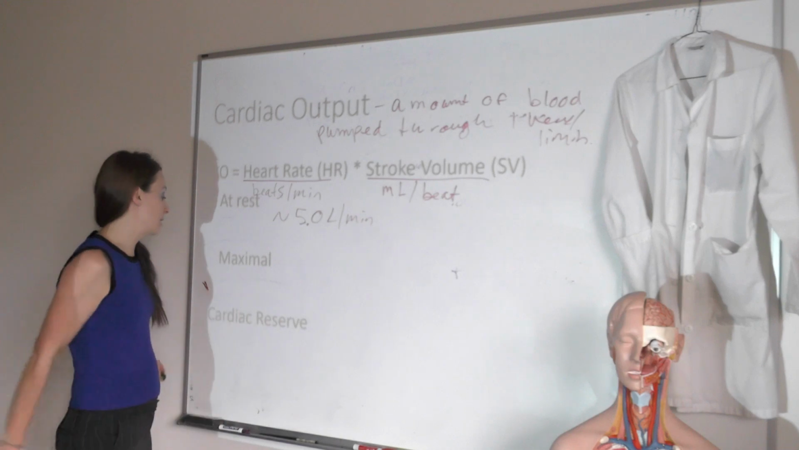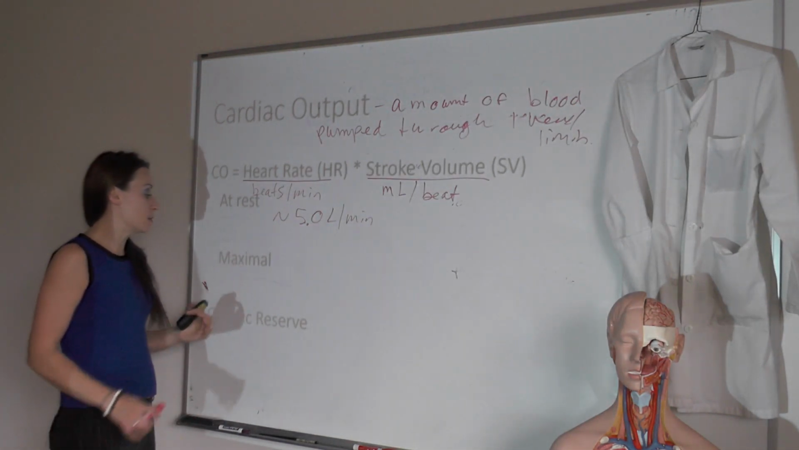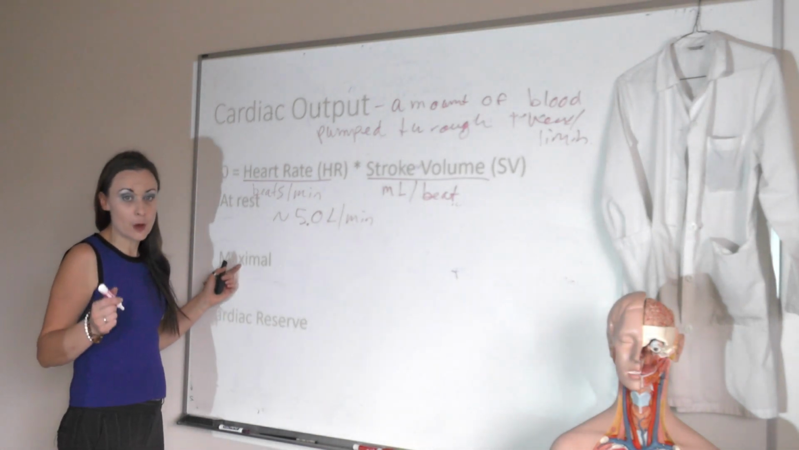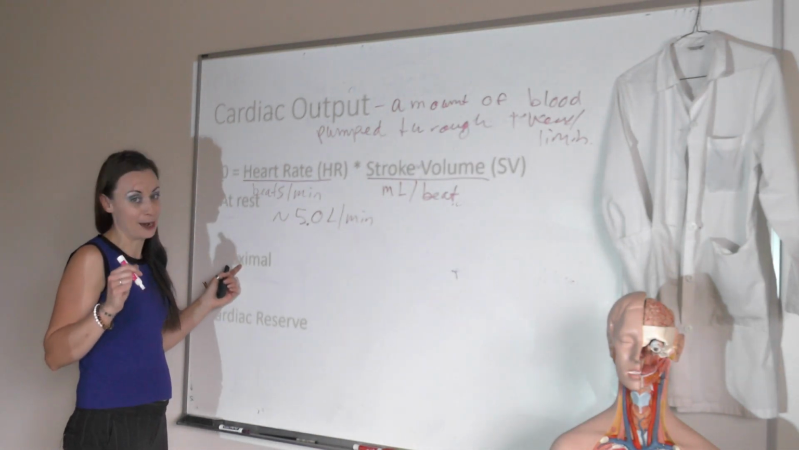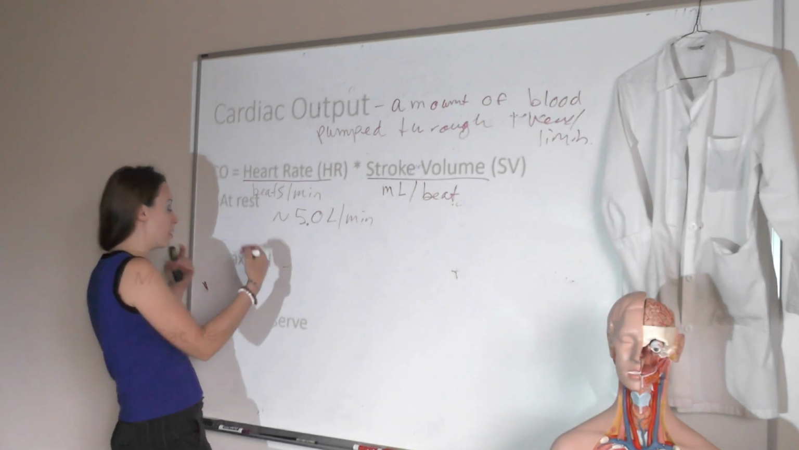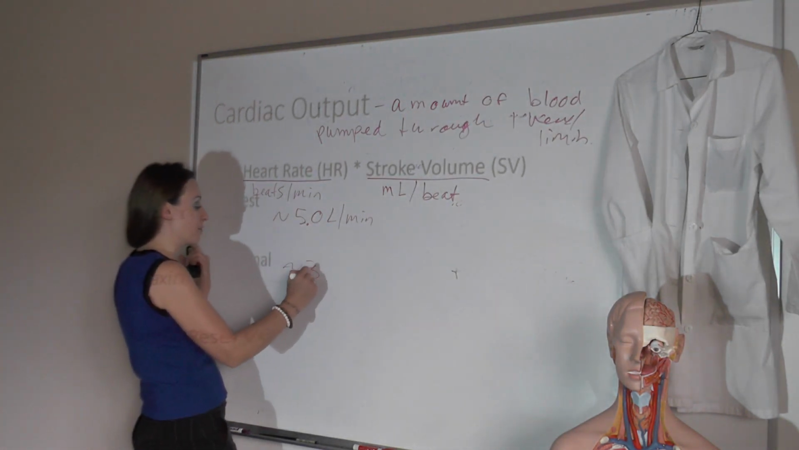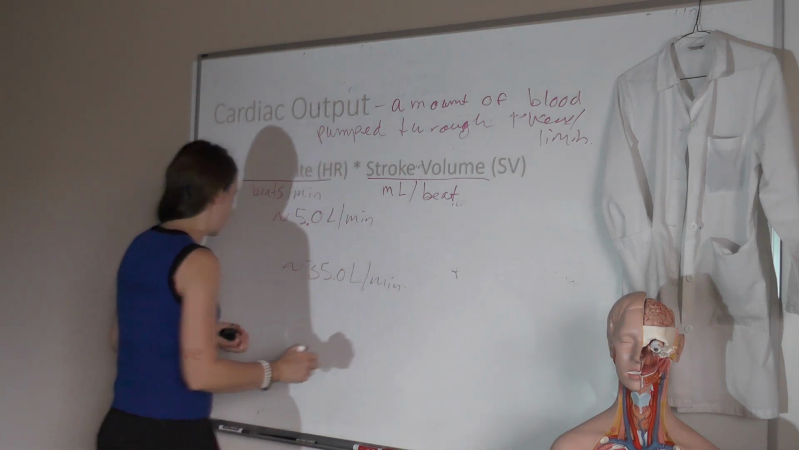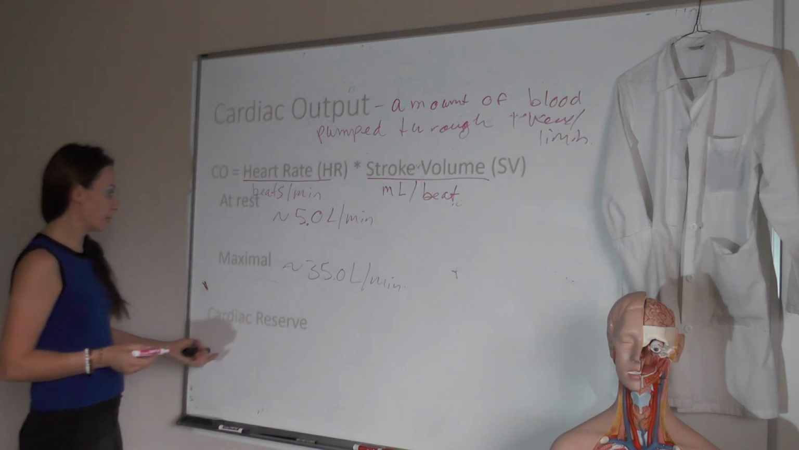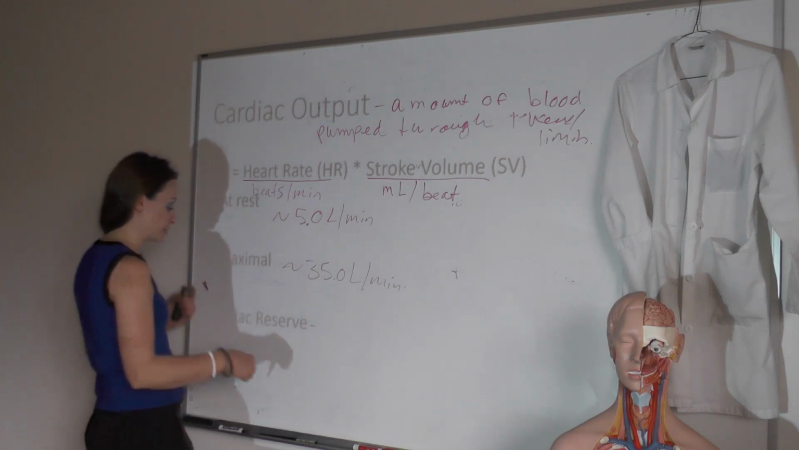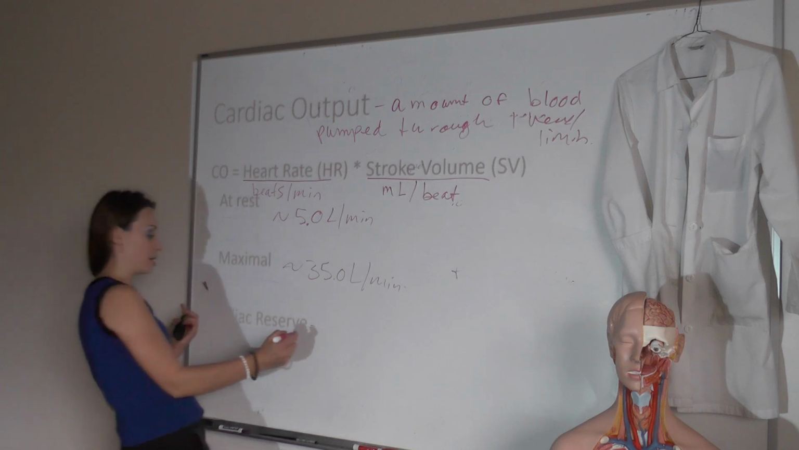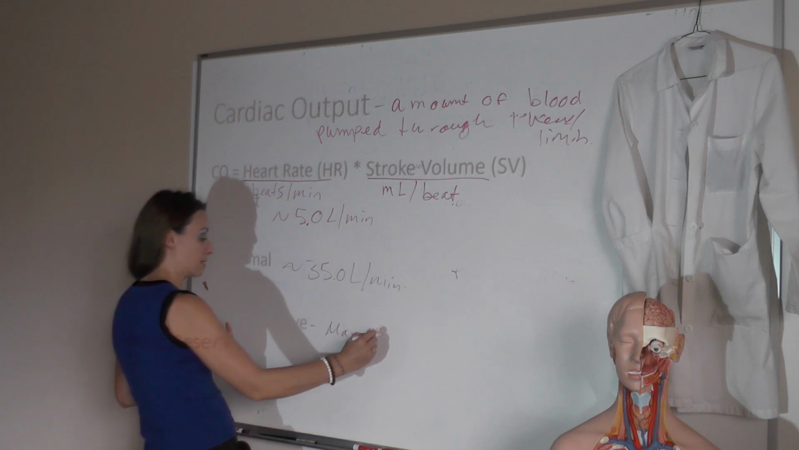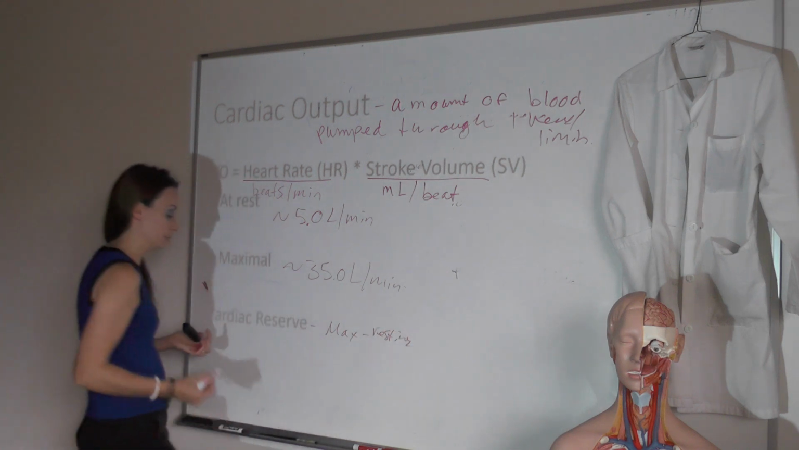I'm not going to have you calculate any of this stuff, just be aware of it. I am going to tell you that some of our really well-trained athletes can pump their entire blood volume through their body like 7 times in 1 minute. So the maximal cardiac output you see is around 35 liters per minute, which is pretty awesome. And the difference between your maximal and your rest is your cardiac reserve, or the reserve capacity you have in your heart. So this would be your max minus your resting cardiac output.